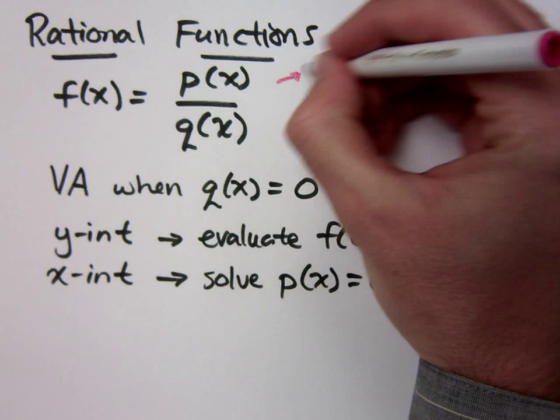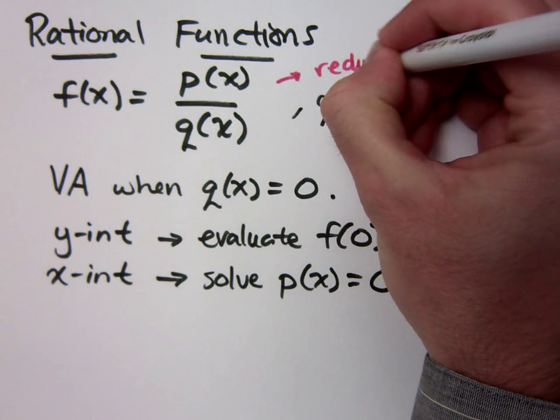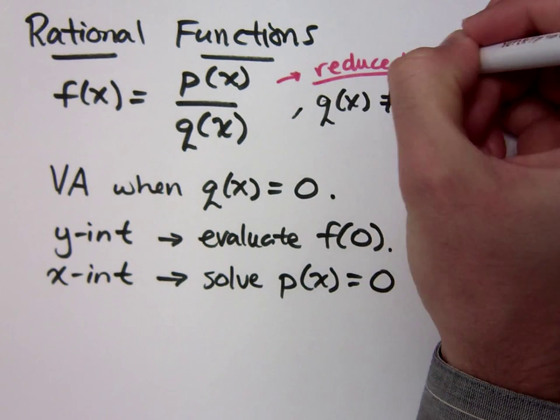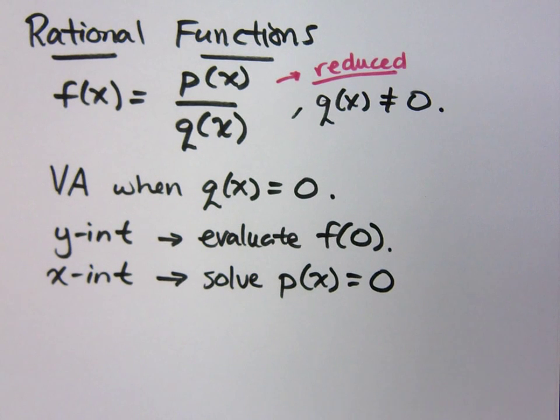But what we need to make sure we have here with our function is that this is reduced. For you to find the x-intercept, you want that to be reduced, and you're going to solve that numerator equal to 0.